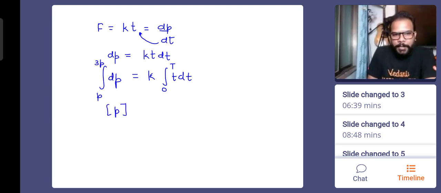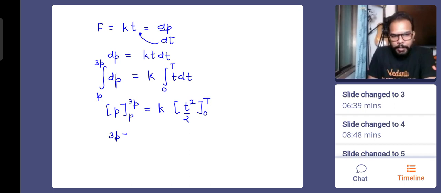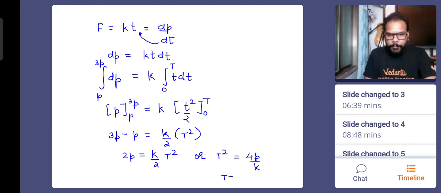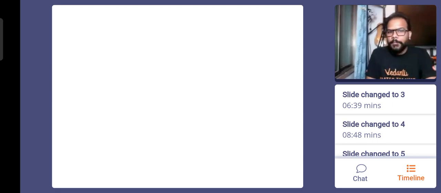Okay, so integration of dp will be p, you will put the limits from p to 3p. K remains as it is. Integration of t will be t square by 2, you will put the limit as 0 to capital T. So here 3p minus p will be equal to k by 2 into t square. Question is asking us the value of t. So this is 2p equal to k by 2 into t square, or t square will be equal to 4p by k. So t comes out to be 2 under root of p by k. That's your answer. 2 under root of p by k.